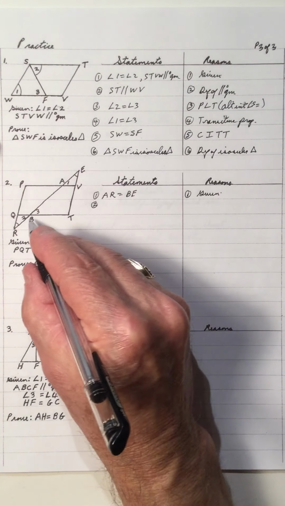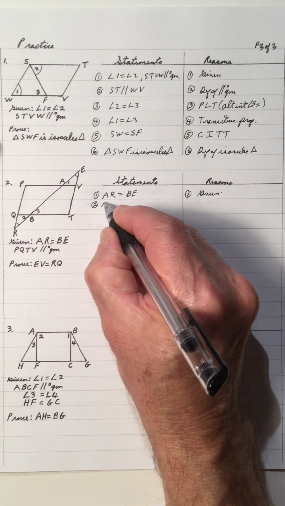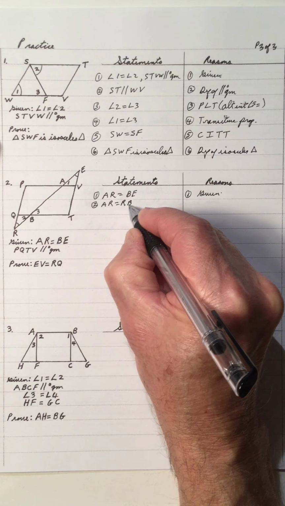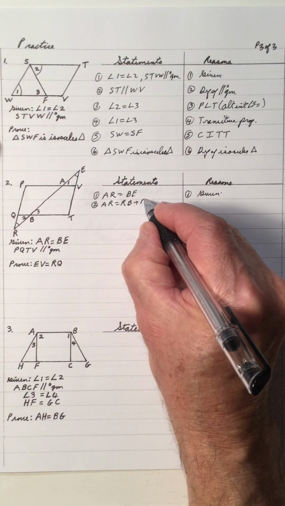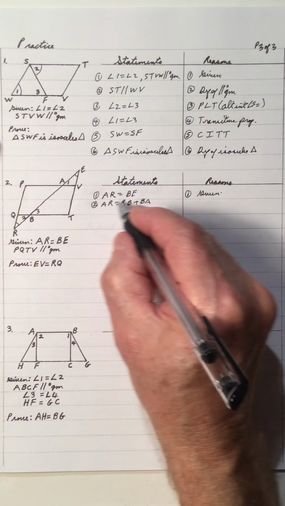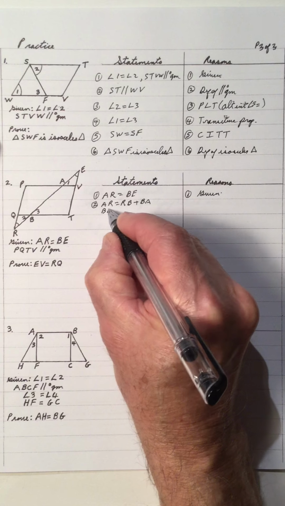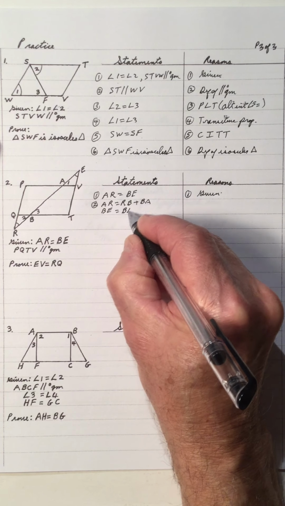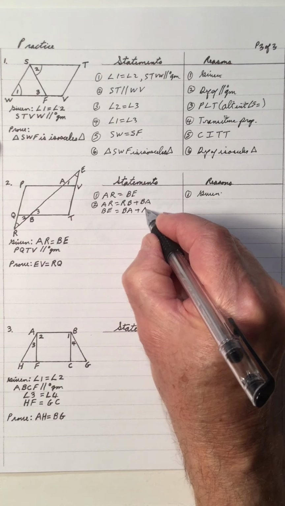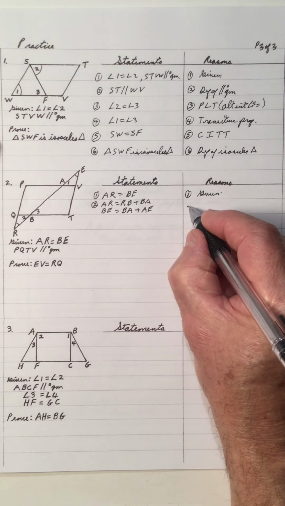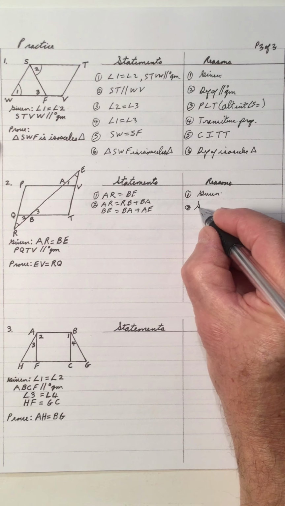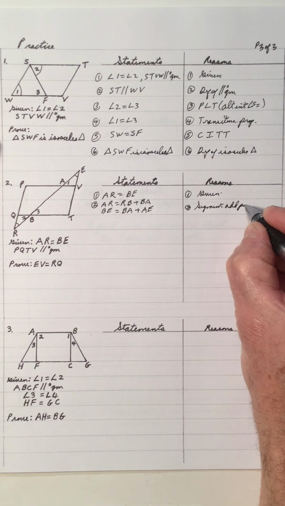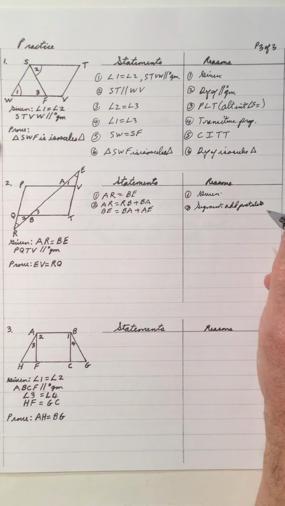Now, number 2 is that AR is equal to RB plus BA, and BE is equal to BA plus AE. And that's what I call, from the congruent triangles, the segment addition postulate. Segment addition.